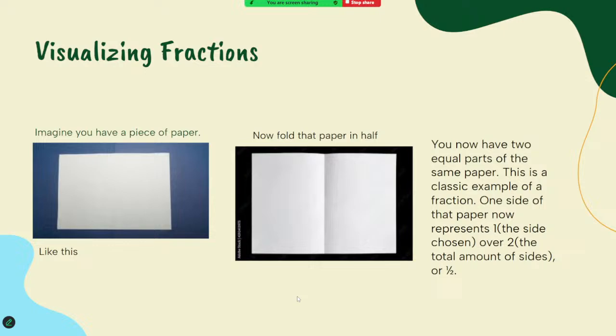This is a classic example of a fraction. One side of that paper, let's say this side, represents 1 over the total parts, 2. So the fraction of one side will be 1 over 2, or 1/2. Another way to think about this is the numerator being the parts accounted for, and the denominator being the total parts. We are accounting for one side of this piece of paper over the total number of sides, which is 2.